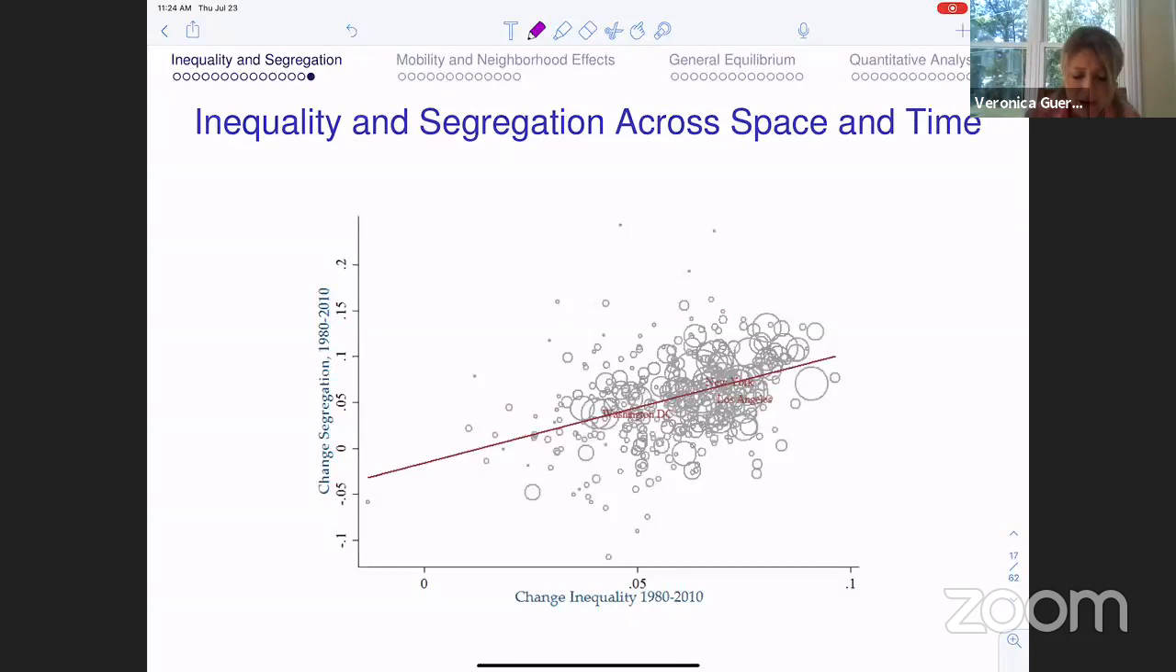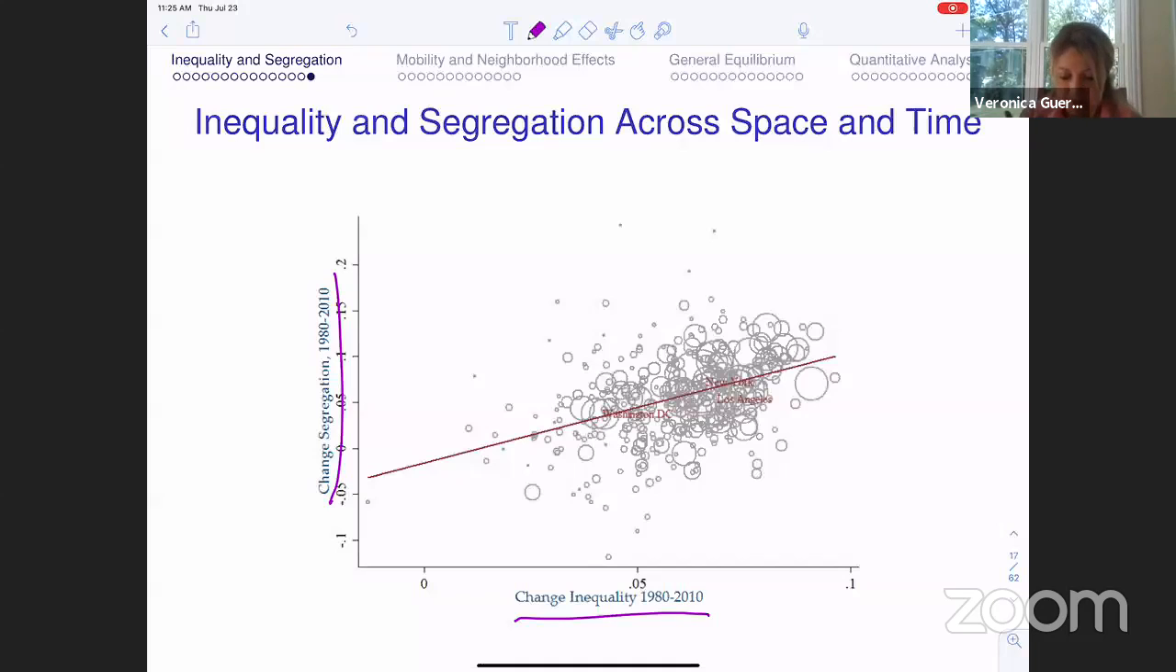Now, how about changes across space and time? This shows the change in inequality between 1980 and 2010 against the change in segregation between 1980 and 2010 in different metro areas. Again, I forgot to mention the size of the ball is the population. And again, you can see a correlation in the change of these two indexes.